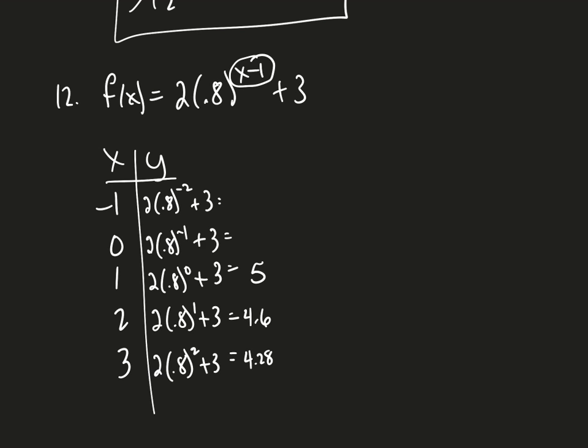And then the ones that are a little bit harder than negative exponents, 0.8 raised to the negative first power times 2 plus 3 gets me 5.5. And finally, 0.8 squared times 2. Oops, I said it wrong, guys. 0.8 to the negative second power. I knew I was going to do that. Times 2 plus 3 is 6.125.